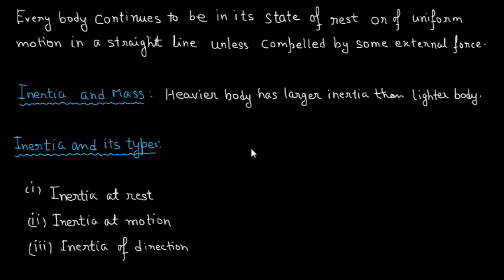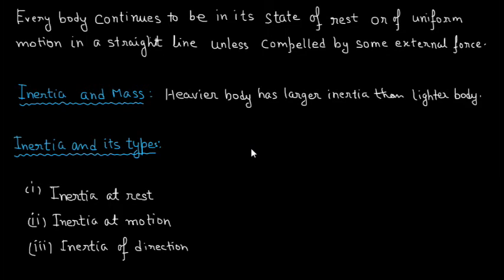Second application. A man jumping from a moving bus falls forward due to inertia of motion. As his feet touch the ground, the lower portion of the body comes to rest, while the remaining portion of the body keeps on moving. As a result, he falls down in the direction of motion of the bus. This is due to the inertia of motion of the upper part of the passenger's body.